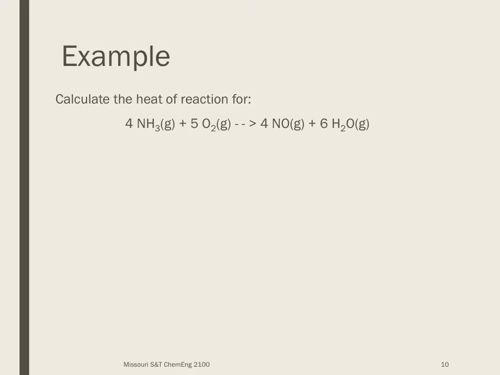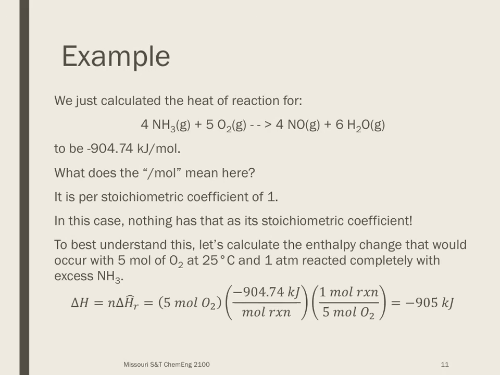So let's next look at an example. In this example, we want to calculate the heat of reaction for 4 ammonia gas molecules reacting with 5 oxygen gas molecules to make 4 NO gas molecules and 6 water vapor molecules. So I'm going to need data. I'm going to go to the appendix and look up enthalpy of formation for each of these compounds. So we just calculated that for this reaction, the heat of reaction is negative 904.74 kilojoules per mole.